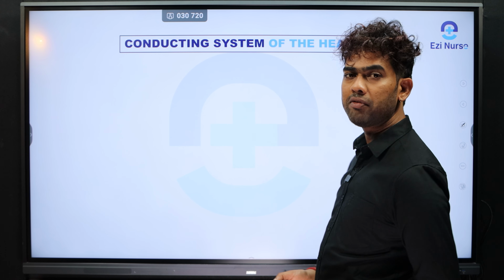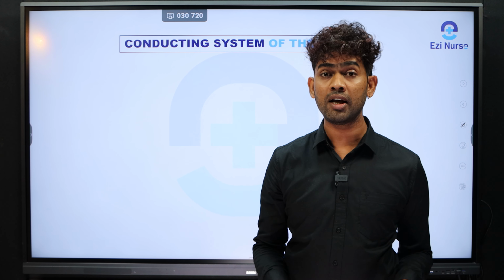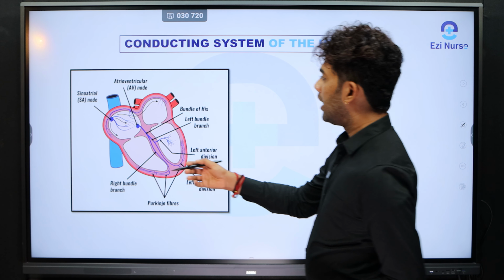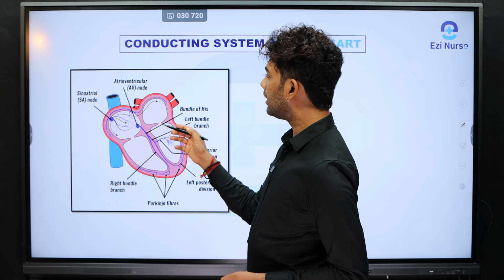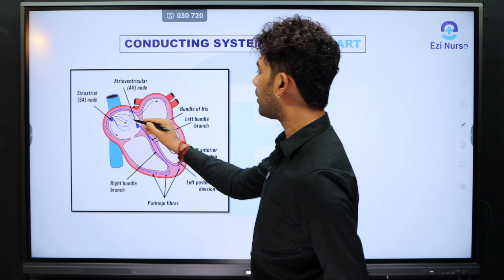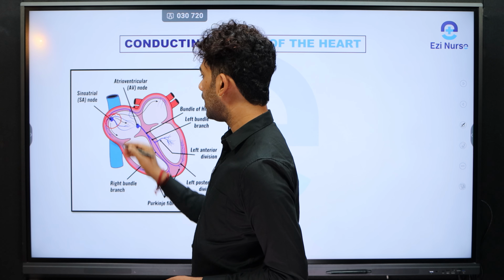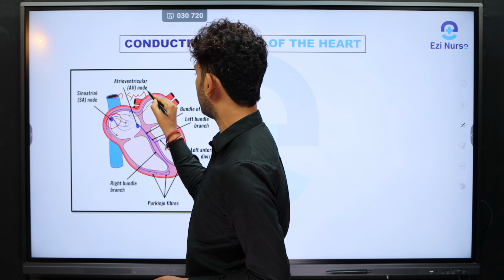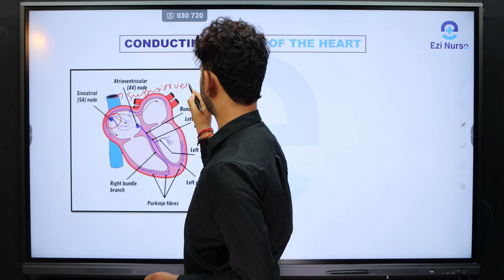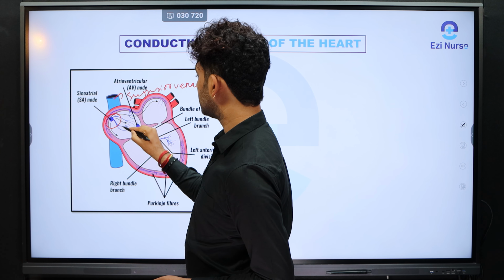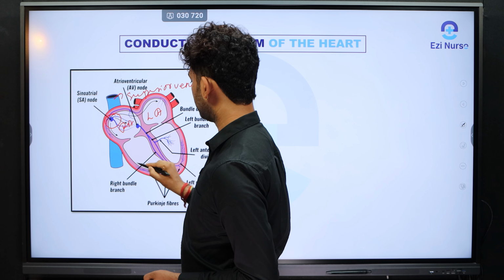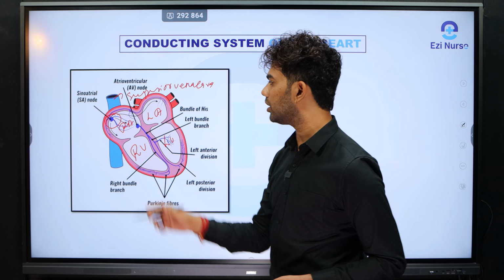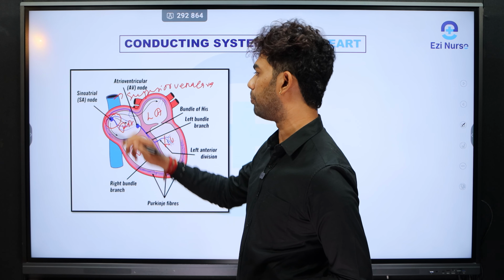Next will be the conducting system of the heart. It is the fascinating part of the heart. So here we are going to discuss the electricity of the heart. Okay, this is the heart. The conducting system of the heart starts from the SA node. This is the SA node. The SA node is situated at the junction of the superior vena cava. This is the superior vena cava. This is the right atrium, left atrium, right ventricle and left ventricle. So the SA node is situated at the junction of the right atrium and superior vena cava.